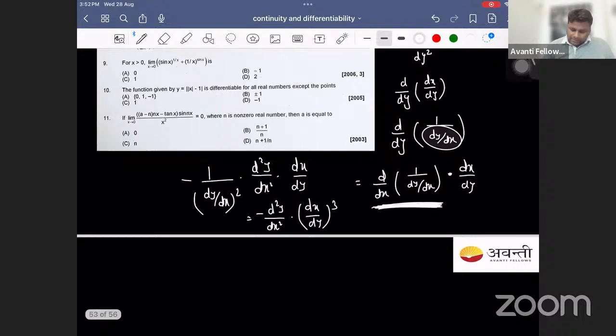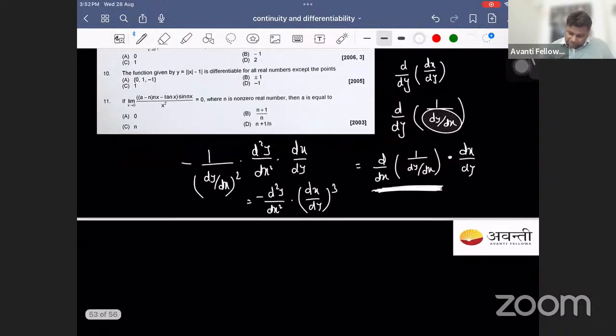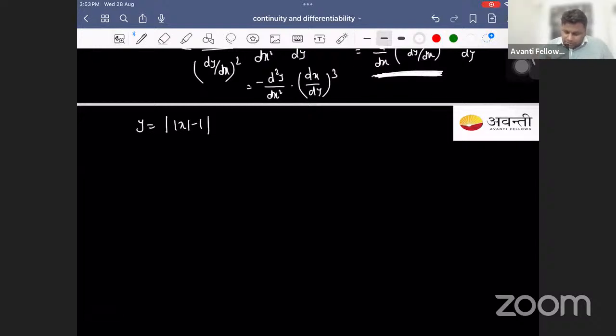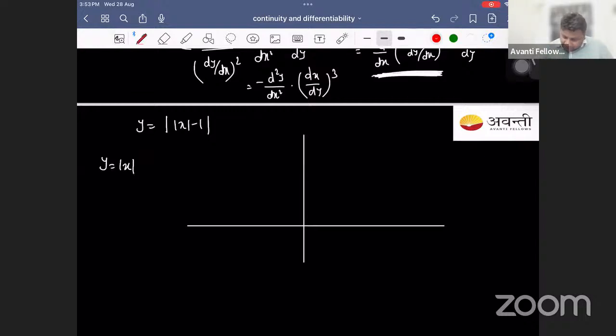Now, see, there is a question. The function is given by y equals to mod of mod x minus 1. They're asking for the points where this function is non-differentiable. So let us talk about a bit transformation of graphs. First of all, there is a function y equals to mod x. So mod x is simply this graph.